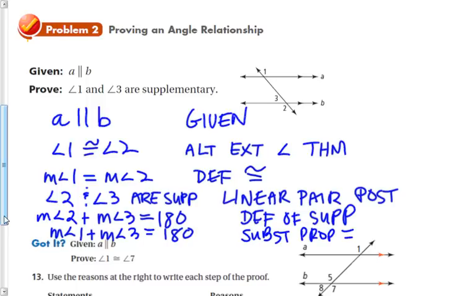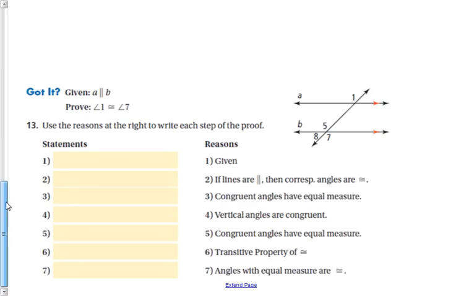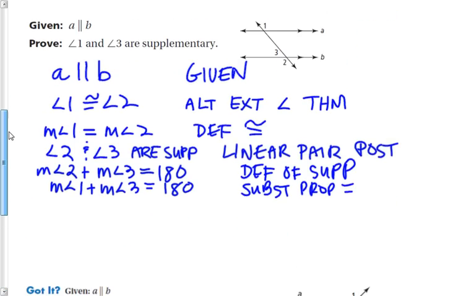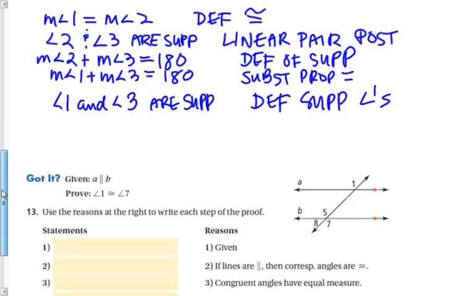And then once we have that the measure of angle 1 plus the measure of angle 3 equals 180, well then angle 1 and angle 3 are supplementary, and that's just the definition of supplementary angles. All right, so that's the idea of how we're going to do these. Go ahead and you try one.